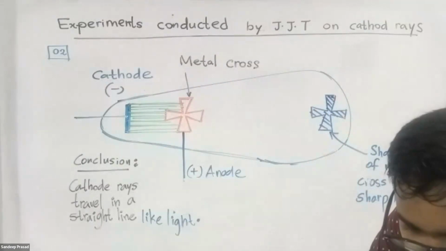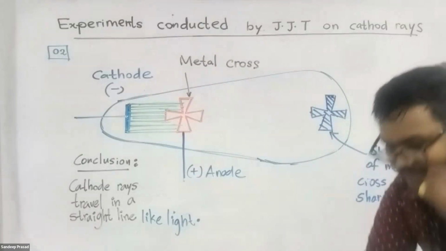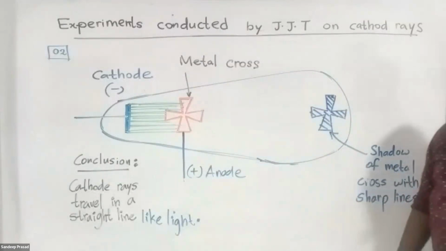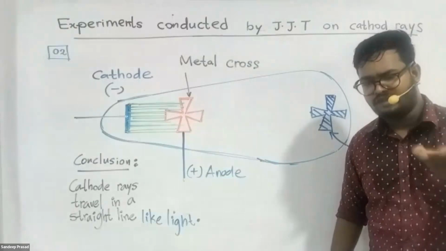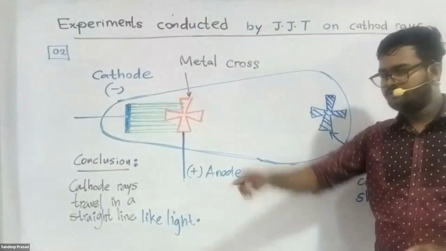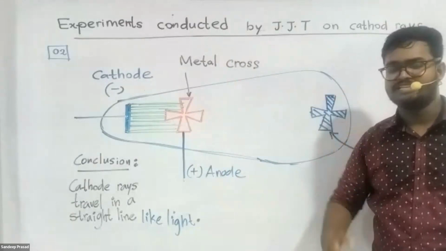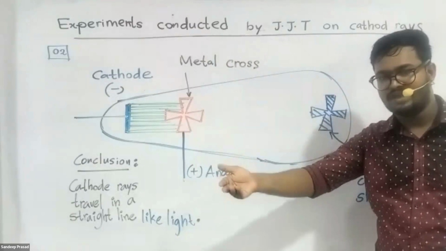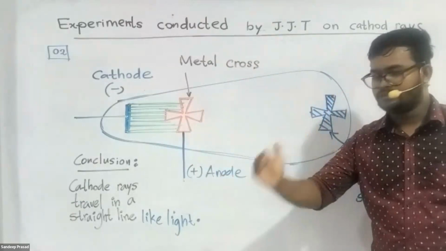Does this have any connection to light? The only connection to light is that cathode rays behave as light. That's the only connection. From this, we can understand that cathode rays have wave nature. In future lessons, we are going to discuss the duality nature of the electron. Duality nature of the electron means cathode rays or electrons can behave as waves as well as particles.